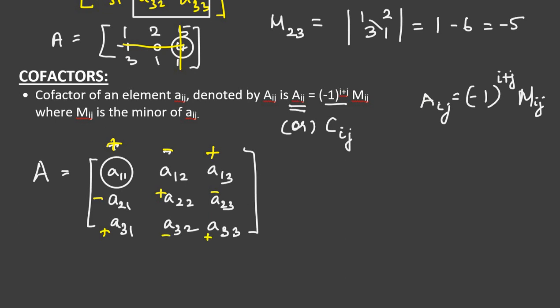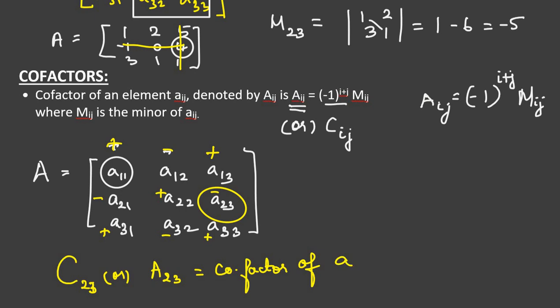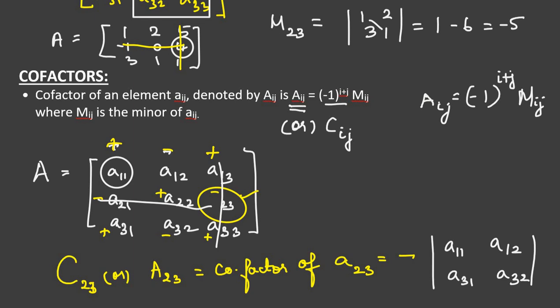Now I want to find the cofactor of any of the elements we can take. For example, I want to find the cofactor of a23, which can be written as capital A23. The cofactor of the a23 element will be equal to minus of, since this element takes the minus sign, deleting the corresponding row and the corresponding column. The remaining elements are written a11, a12, a31, a32. This gives me the cofactor.